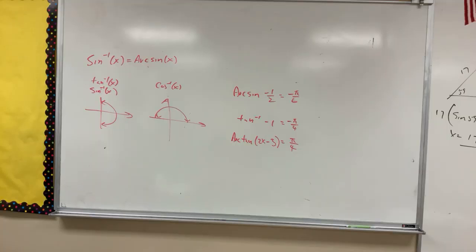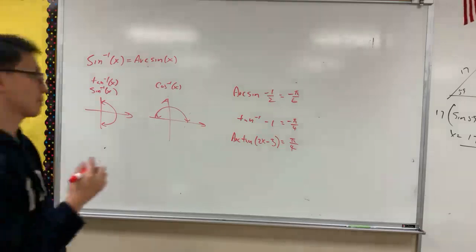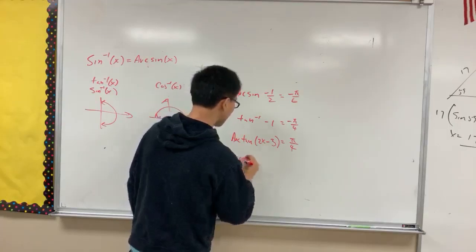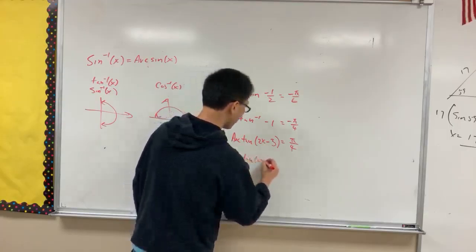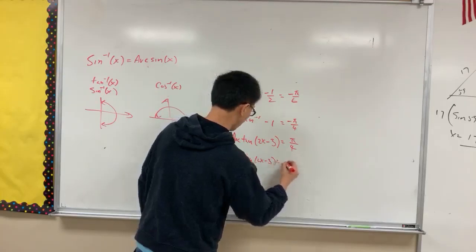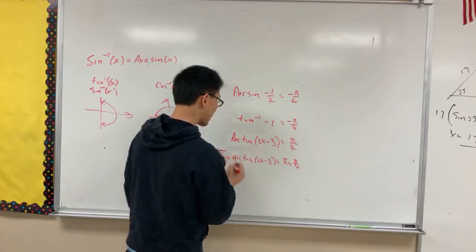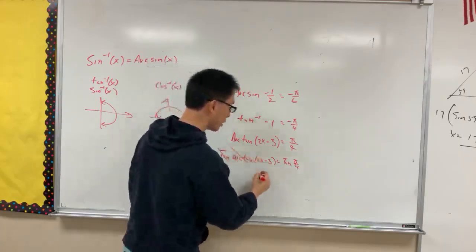You cannot take the inverse of an inverse, and you cannot divide by arctan, by the way. Just take tan on both sides. So tan of arctan of 2x minus 3 is equal to tan of pi over 4. Those cancel each other out because they are inverses of each other.